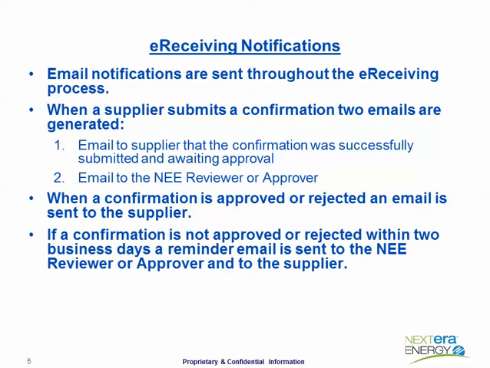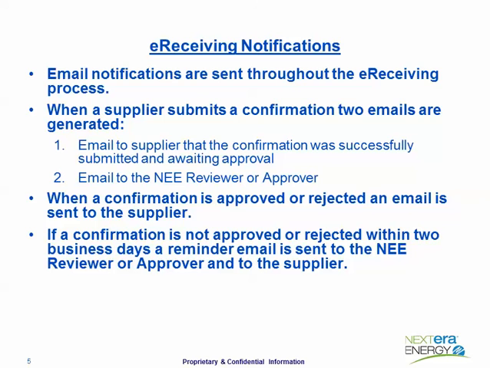When a NextEra representative gets the confirmation, they have 2 options. They can approve it or they can reject it if the information is not sufficient. If they do reject the confirmation, you as the supplier will receive an email with the reasons for rejection as entered by the approver who rejected it. The downside of a rejected confirmation is you cannot retrieve it and fix it and resubmit it. A new vendor confirmation will be required.